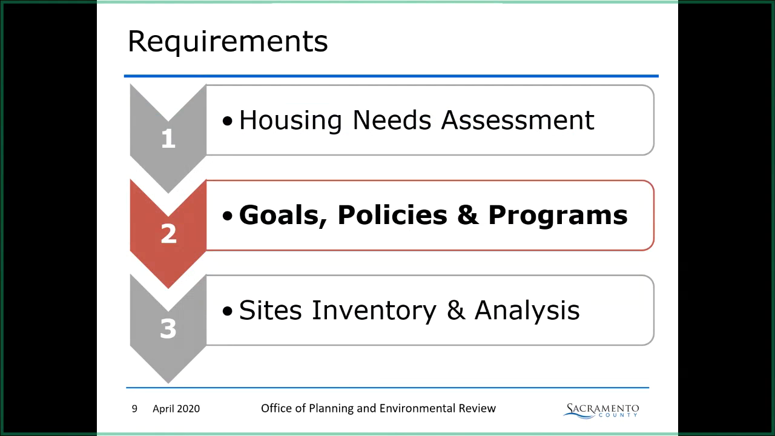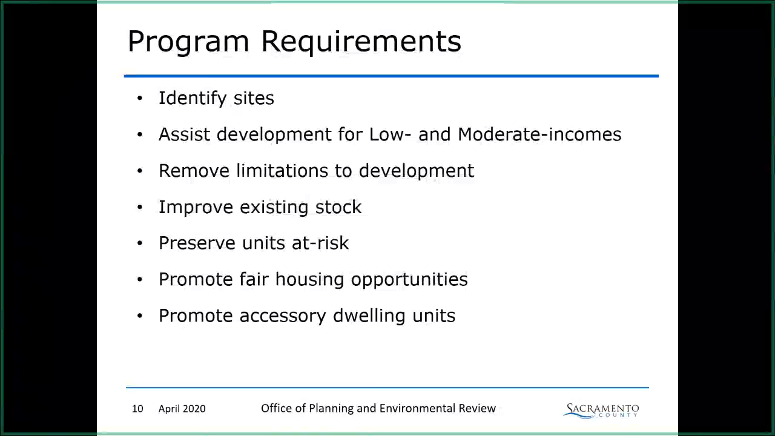Let's focus on the goals, policies, and programs part of the housing element next. State law requires that housing elements contain goals, policies, and programs. The goals define the endpoint we want to reach to address identified housing needs. The policies are the course of action we want to take to guide decision-making. And the programs are specific actions that we will take to implement a policy and achieve our goals.